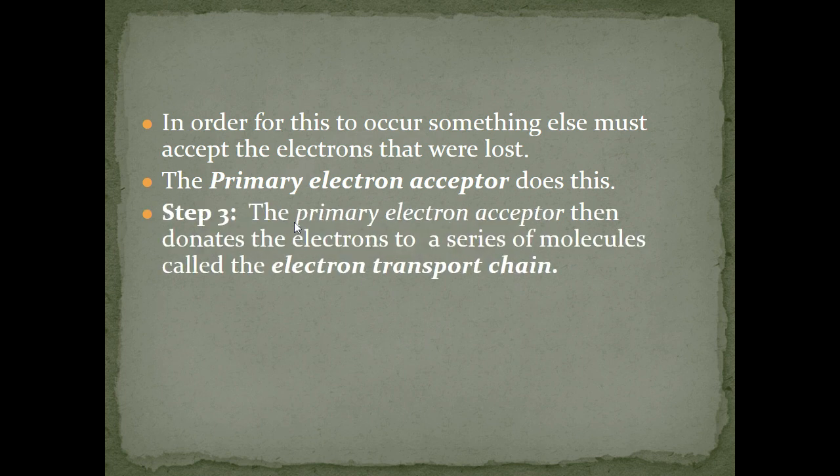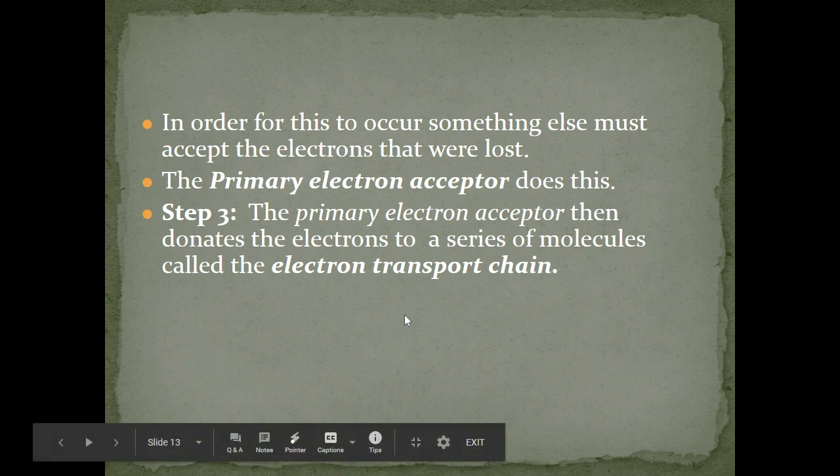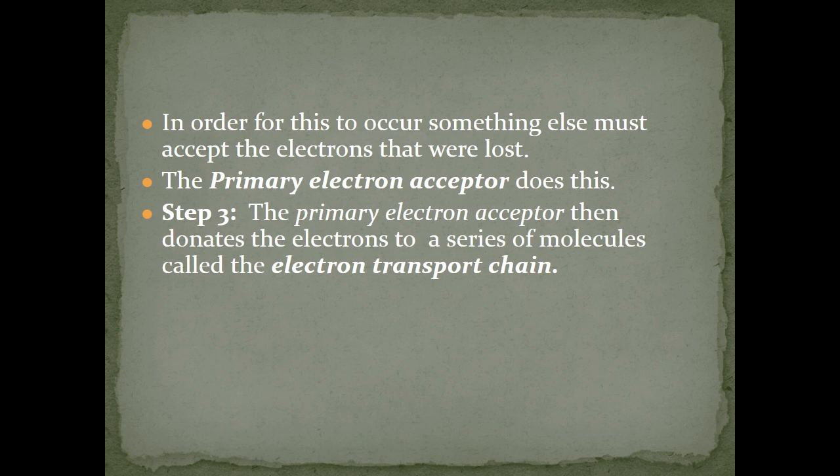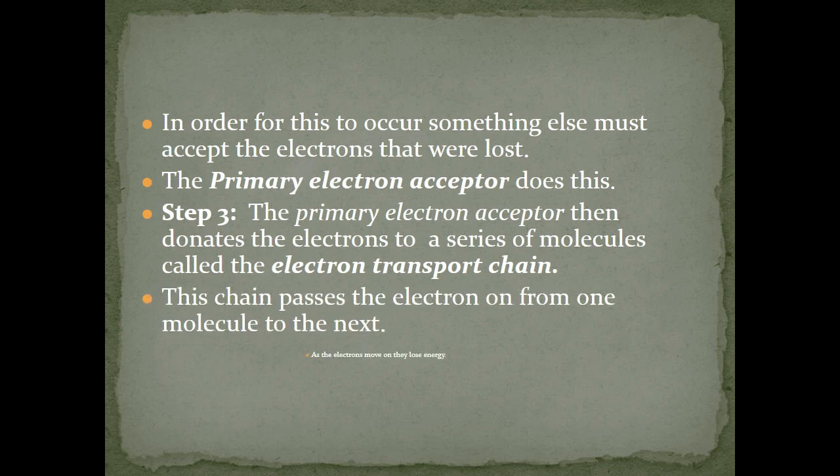The primary electron acceptor does this. Step 3, your primary electron acceptor then donates those electrons to a series of molecules called the electron transport chain. So you see how we're trying to get electrons from our light to point B.